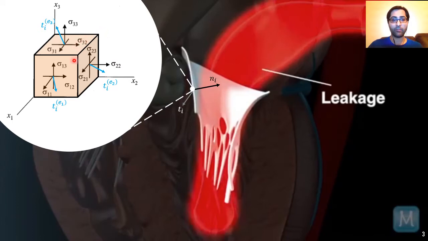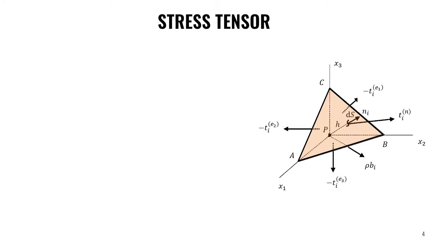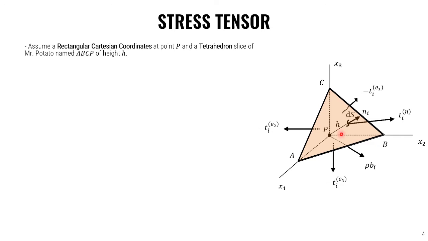On each plane of the surface, we can find the traction vector and then the associated normal and shear stresses for that surface. Let's see how we do it. This is how we find the stress tensor. Assume a rectangular Cartesian coordinate at point P and a tetrahedron slice of mashed potato named A, B, C, P with height h.